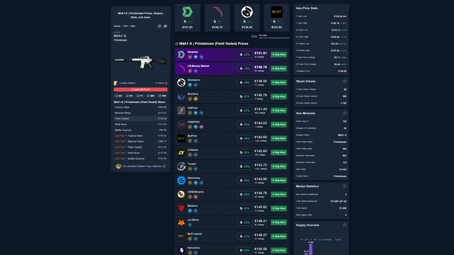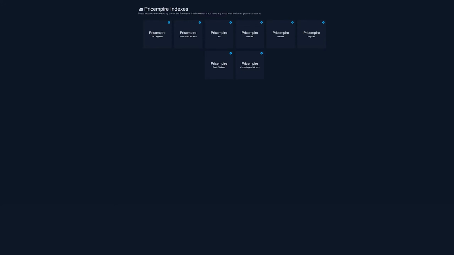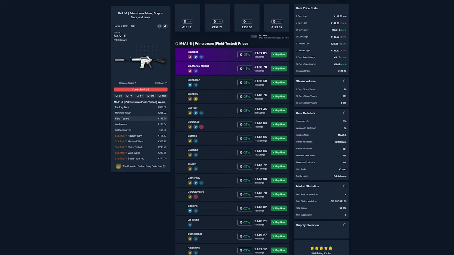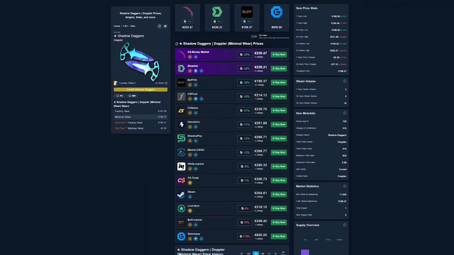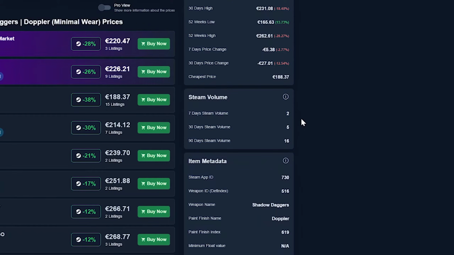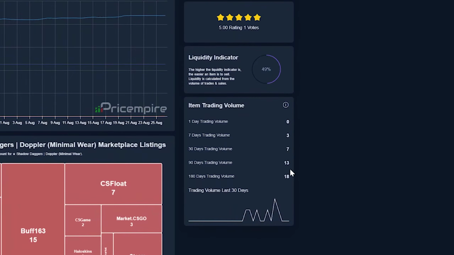So let's take a really unliquid item, for example, to just see what changes in comparison to this one. Let's take this, for example, the Shadow Dagger Doppler in minimal wear. Minimal wear Dopplers are really unliquid, and this is showing every phase, so not only phase 3 or something like that. And yeah, you instantly see 2 sales over the last 7 days. Trading volume also comparably low. Be aware that this is not 100% precise, but is a really good metric. And instantly we see liquidity indicator 49%.